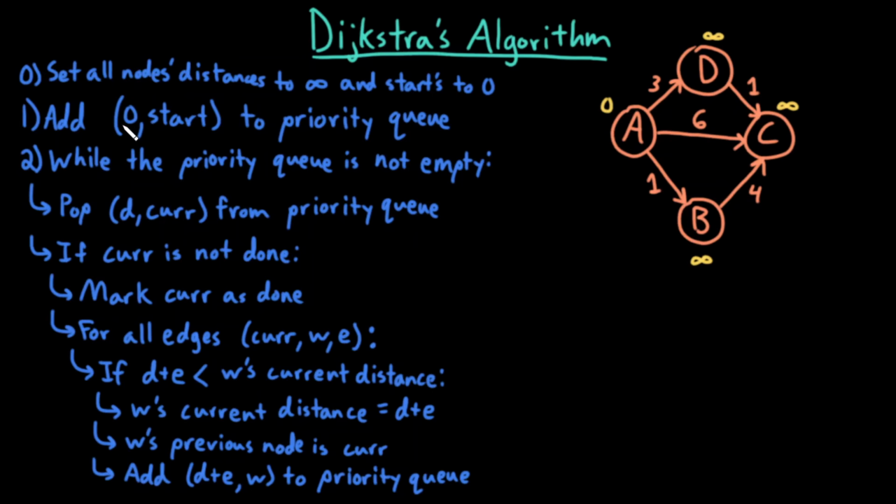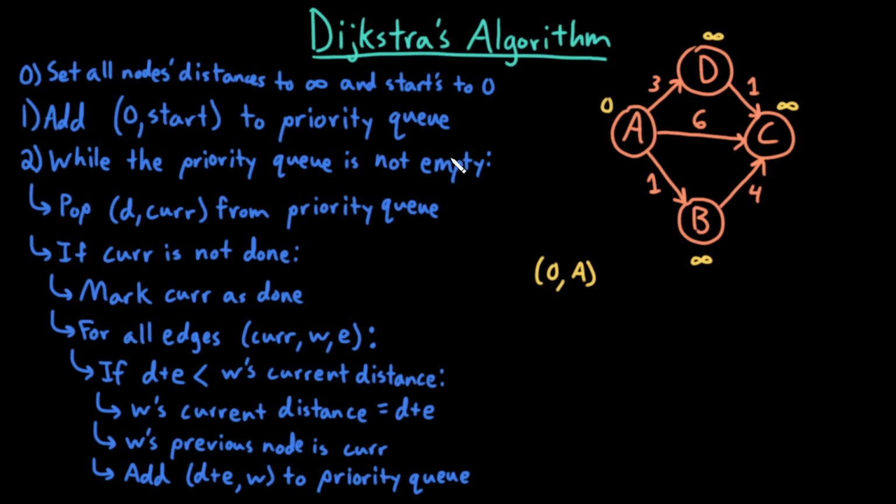So each of the tuples that I'm going to be representing are distance node tuples. So I'm going to add 0, start to my priority queue. My starting node is A. In my priority queue, top will be smallest, bottom will be largest. So top is highest priority. So I will add 0, A to my priority queue.